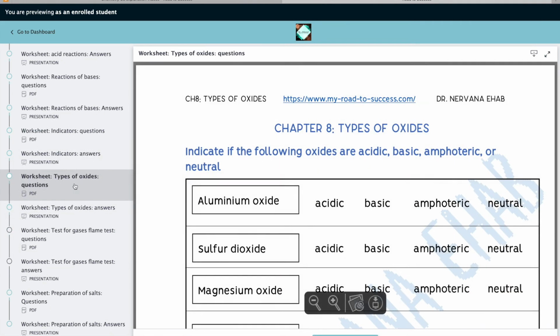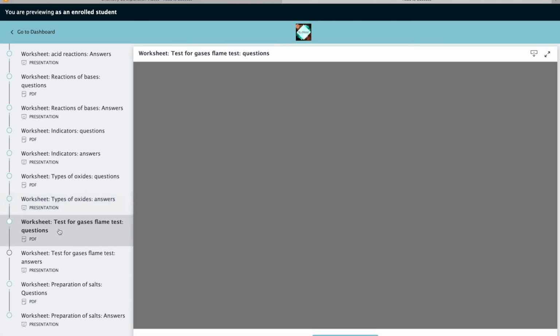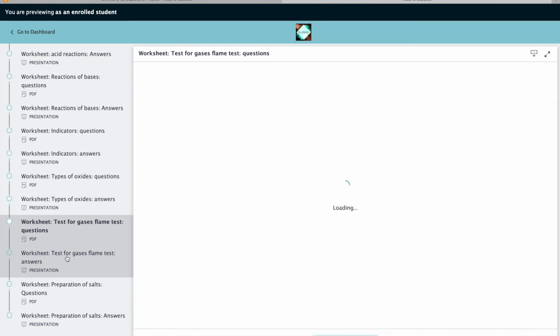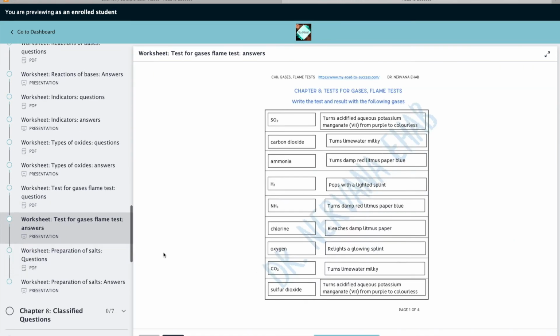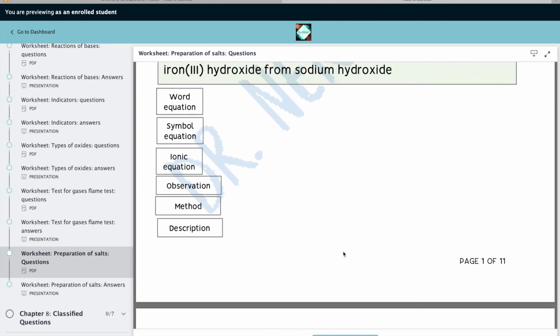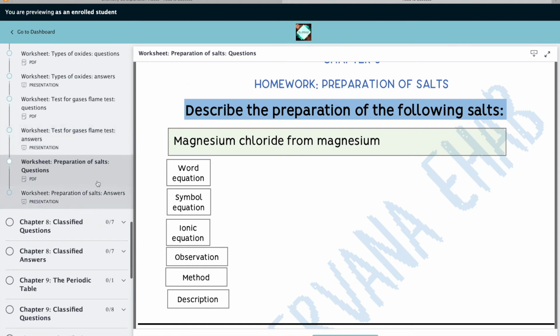There's another worksheet on types of oxides, and here are the answers. There's another worksheet for tests for gases and the flame tests, and then here are the answers. And then there's this really, really important one. How many pages? It's 11 pages, but it's so important because this question is usually worth 3 to 4 points, and it appears in paper 2, it appears in paper 4, it appears in paper 6. It's such a ubiquitous question.